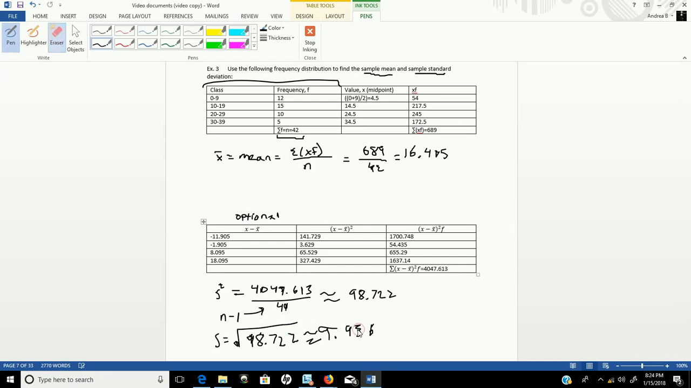So your final answer for the standard deviation part, once again, was 9.936 here. So you had two answers that I was looking for in this type of problem. That's your standard deviation, the 9.936, and then the 16.405. So again, like normal, if you have questions, make sure you're asking either in class or during my office hours sometime before we have a quiz or test.